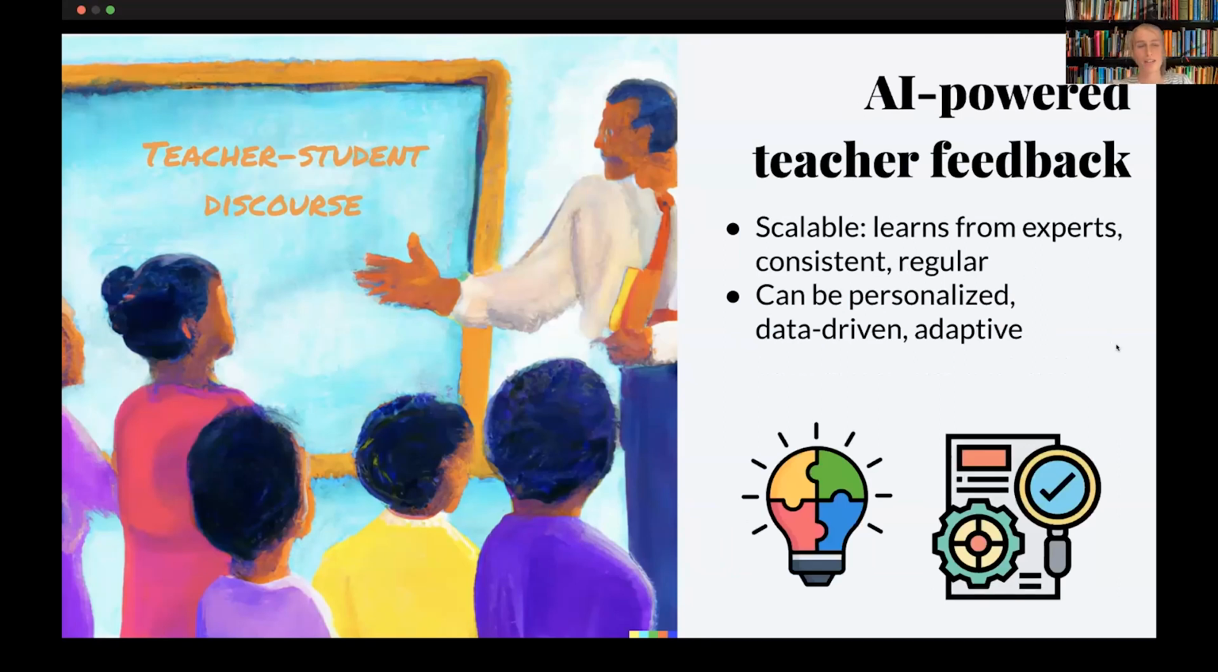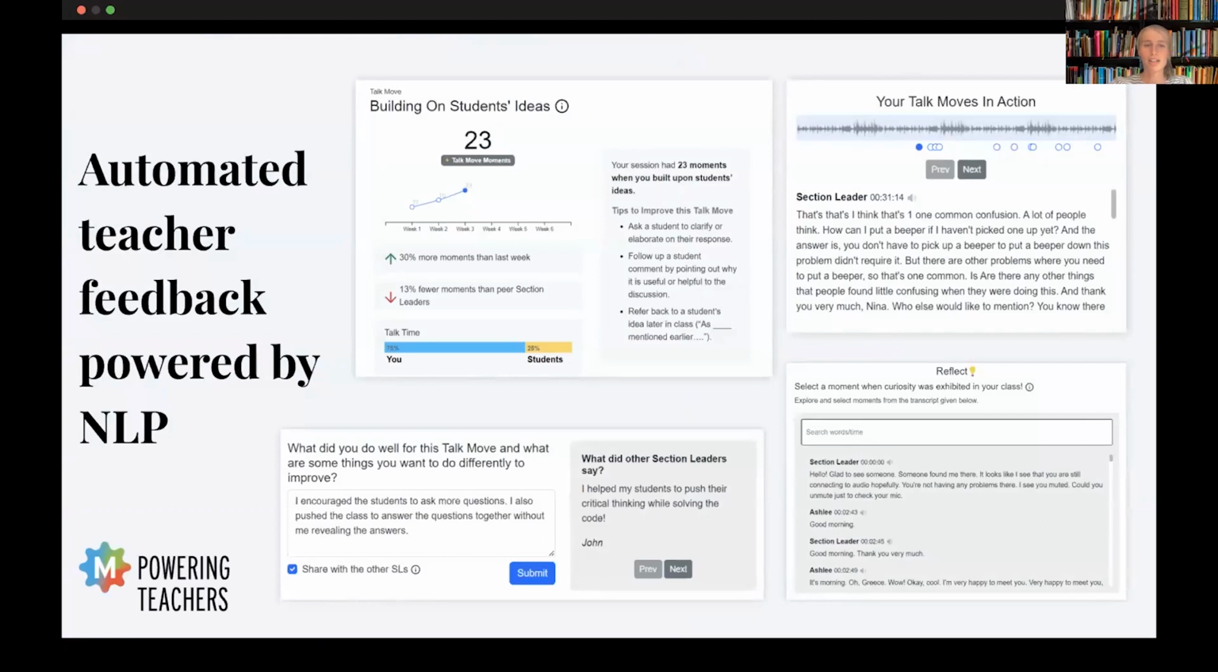AI teacher feedback, on the other hand, has the potential to deliver more scalable feedback to teachers by learning what that expertise might look like through real experts like instructional coaches, and deliver feedback in a consistent, regular and timely manner. It could also be personalized and data-driven and adaptive. And this is the space that I've been working on in the past few years. How could we build tools that can deliver feedback to teachers, powered by natural language processing or AI, in a way that's consistent and scalable and low cost?